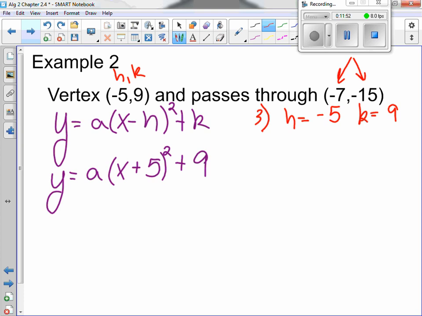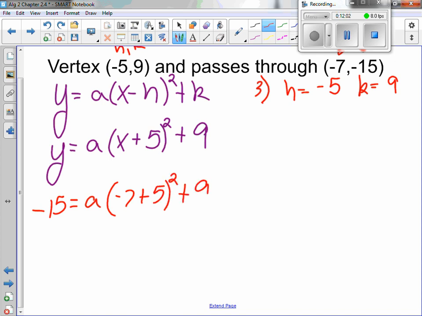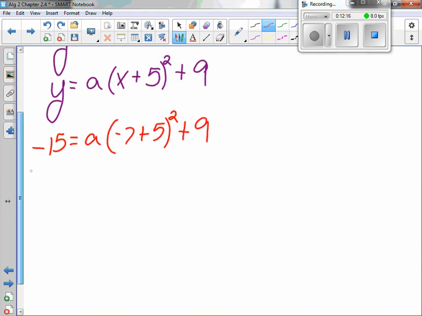We'll plug -15 in for y, so we have -15 equals a times our x value, which is -7 plus 5 squared plus 9. So we plug the point in, -7, comma, -15. We plug it in for x and y respectively. When we plug that point in, we don't plug it in for a, we plug it in for x and y, because we're solving for a.